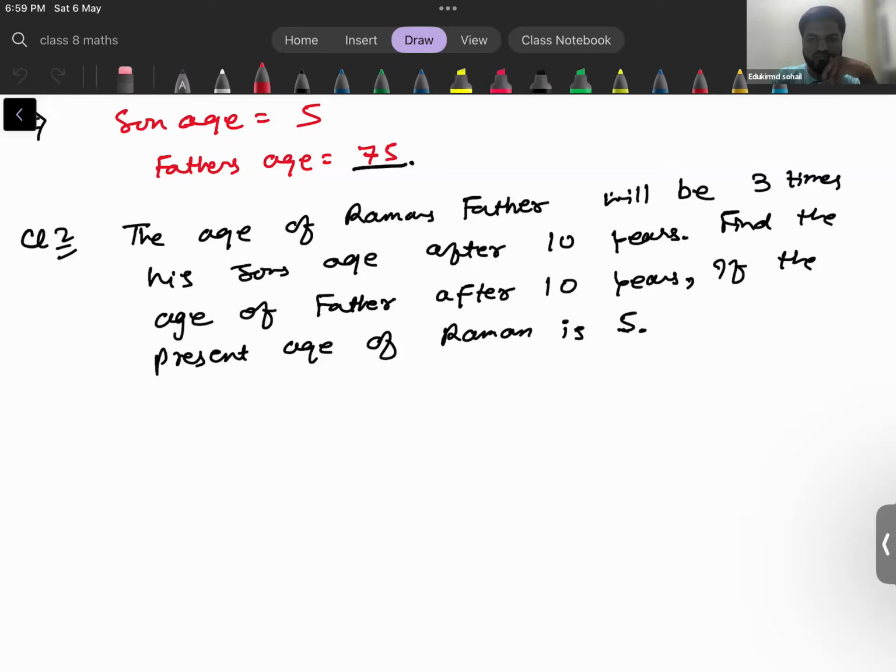S plus 10, and then you have to find it. No, that is wrong, because read the question again. The age of Raman's father will be 3 times his son's age after 10 years. The question says that after a period of 10 years, his age will be 3 times. The question does not say that after 10 years, his age will be 3 times plus 10 years. The question instead says that after 10 years, his age is going to be thrice his son's age. Getting the question? Read the question once again.